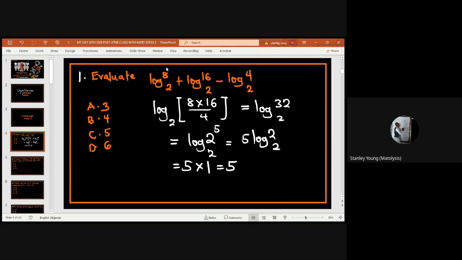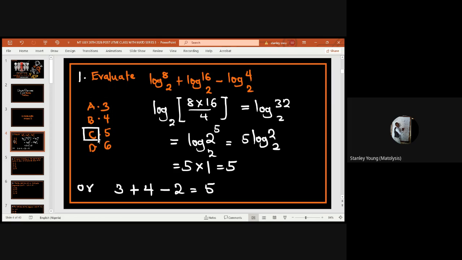Another way to have solved this, since the choice of numbers given to us is easy to manipulate: log 8 base 2 is simply 3, because 8 means 2 to the power of 3. If you rearrange that and follow the rules, then you have 3 plus log 16 base 2, which is 4. And log 4 base 2 is going to be 2. So you have 7 minus 2, which is equal to 5. The answer to this problem is 5.